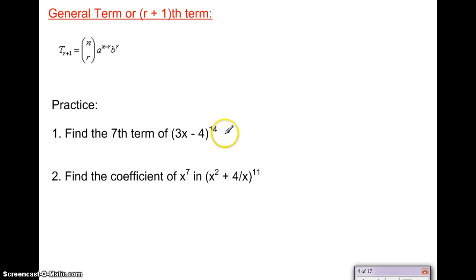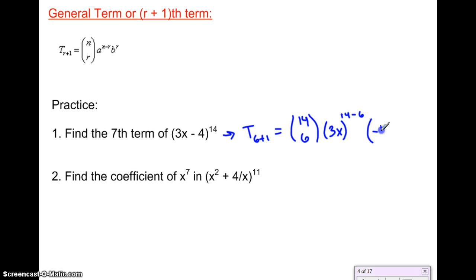So therefore, if we want to find the 7th term of this one, we would say the term is really going to be 6 plus 1. So that means our R is going to be 6. We have 14 as our N. We have 6 as our R. Our A value is 3x, and we are going to raise 3x to the n minus r. So that's going to be 14 minus 6 as our power. And then we'll take our b value, which is negative 4. Remember to include the negative. And that's just going to be raised to our r value.